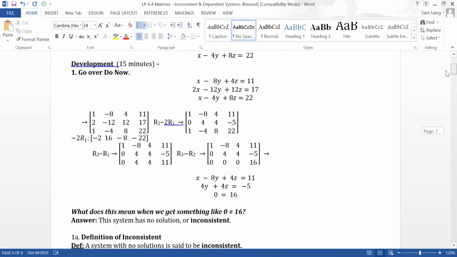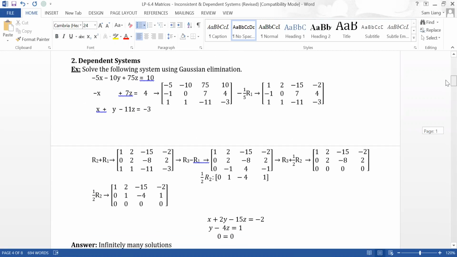All right, next we'll talk about an example of a dependent system. Again, dependent means, and I'll define it later, that there are infinitely many solutions. So here's this system, negative 5x minus 10y plus 75z equals 10, etc. At this point, it'd actually be better to divide by negative 5 first and then write it as a matrix, which would be quicker than writing the matrix first, though you'll see I do that in the first step.